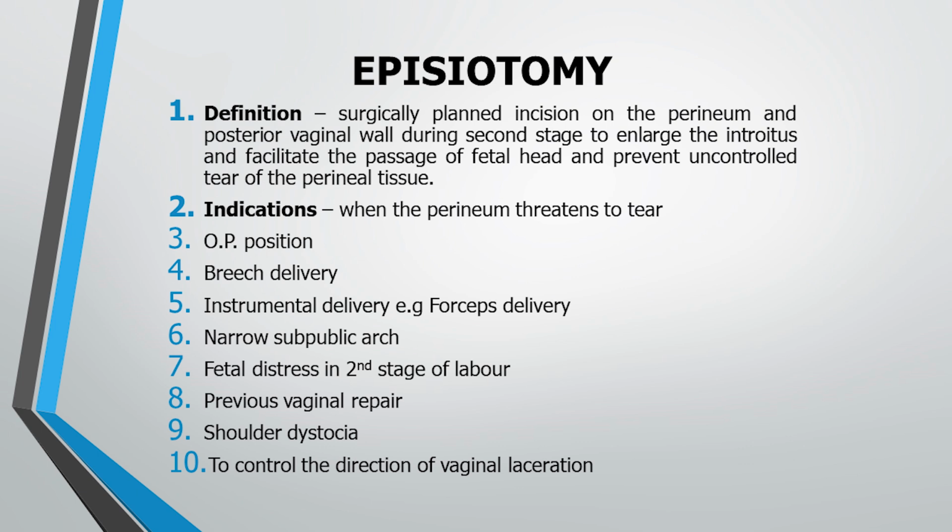What are the indications? The indications include, one, when the perineum threatens to tear. When the fetus is presenting in the occipito-posterior position, in breech delivery, or when instruments like forceps and vacuum are to be used to effect the delivery of the fetus. So you require episiotomy in a very narrow subpubic angle, probably in an android pelvis.